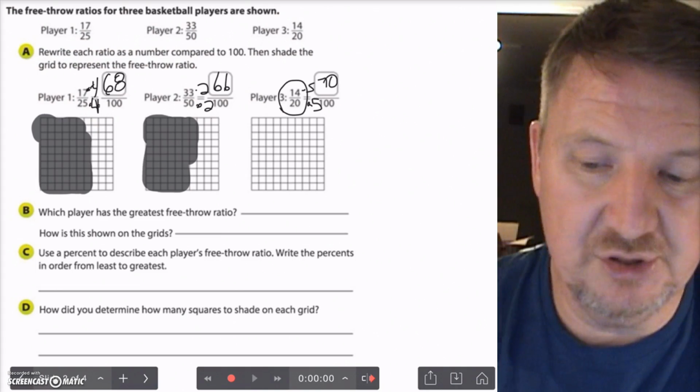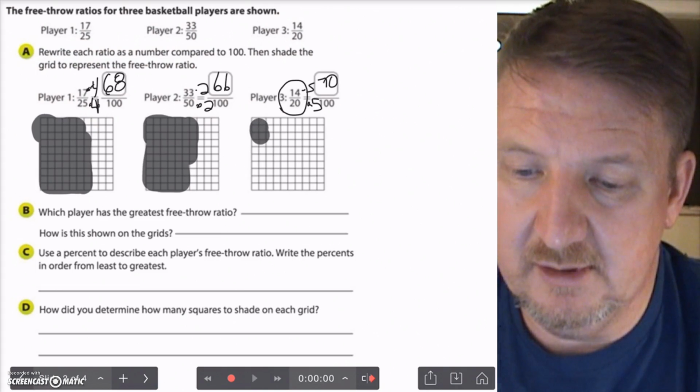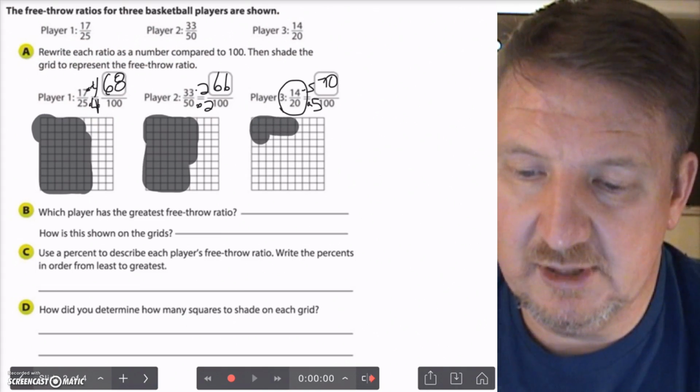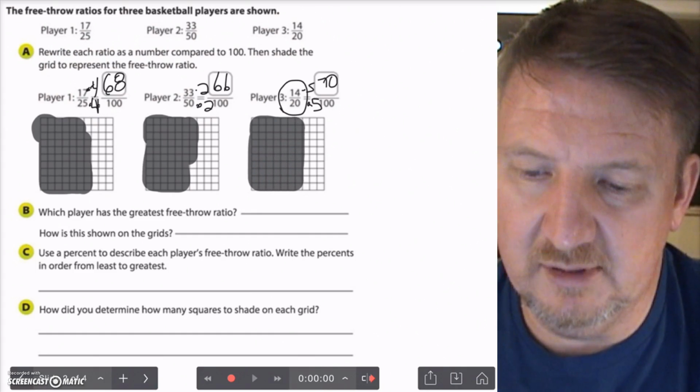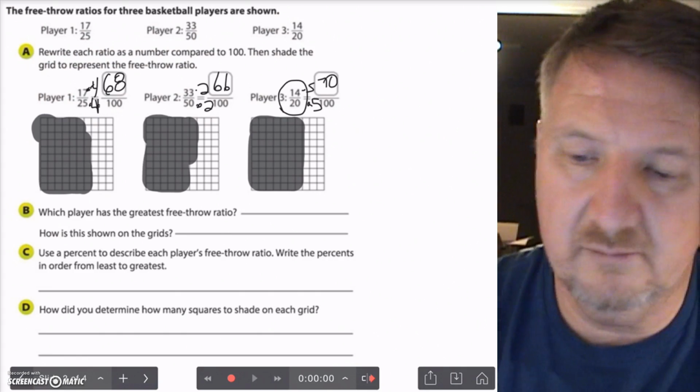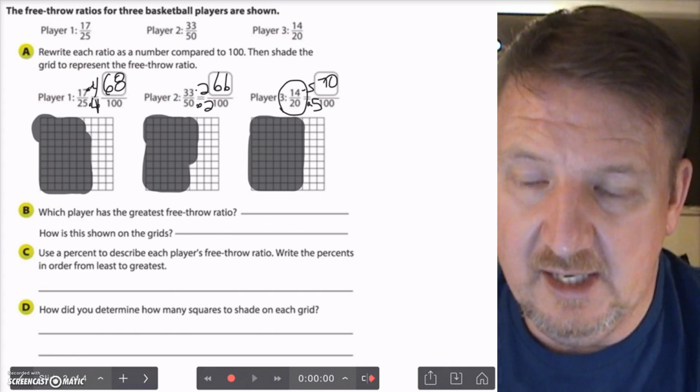All right, so now I'm going to shade in 70 squares in my grid. 2, 4, 6, 7. I might be going over a little bit. Please don't be mad at me for that.